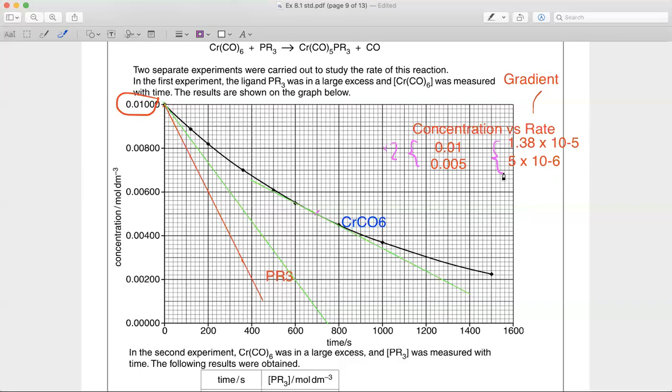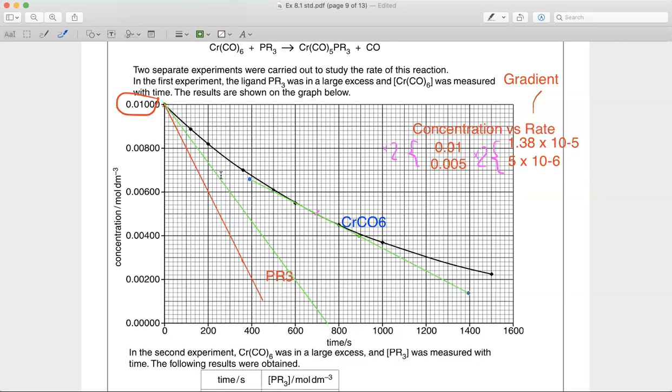Yeah, it's a little bit too big. Times by 2.76. But still, 2.76 is closer to 2 than it is to 4. So as I increase the concentration by 2, my rate increases by 2. So that's first order. I think one of my tangents is not that accurate.